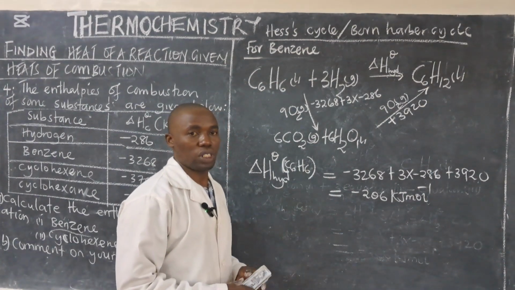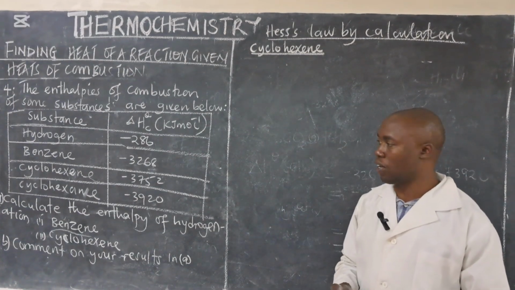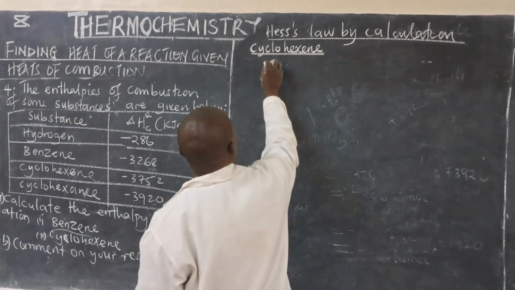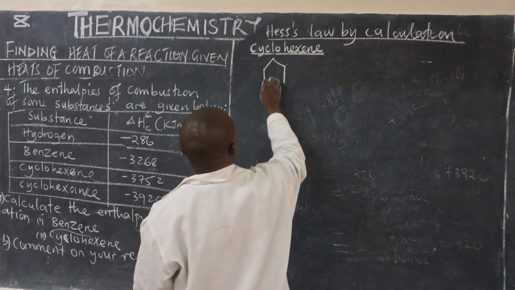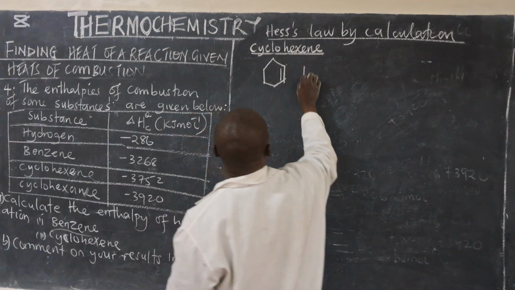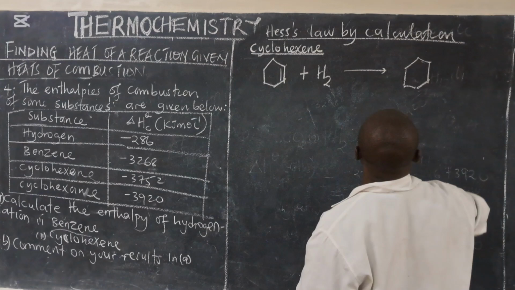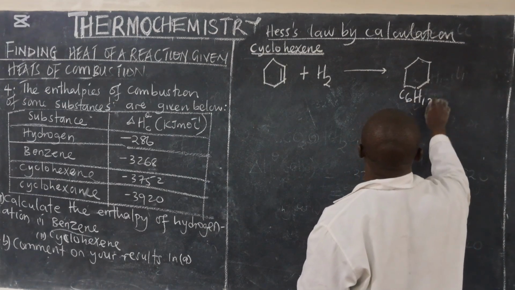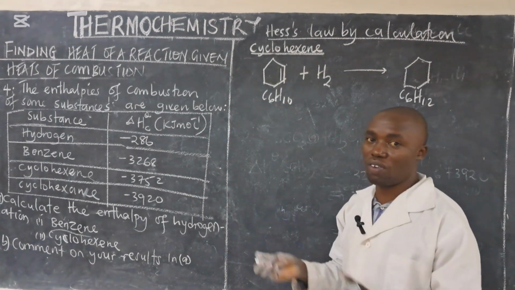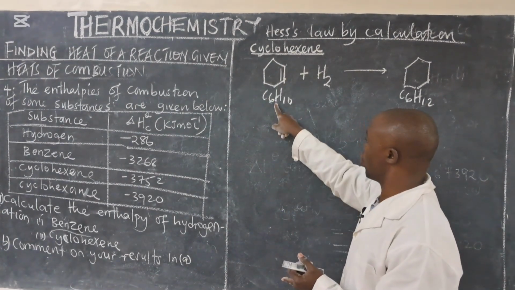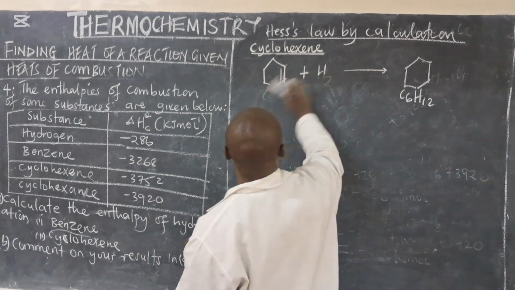Let's look at that one of cyclohexene. So for cyclohexene, let's use Hess's law by calculation. So cyclohexene is this. If we are hydrogenating it, we are actually going to get cyclohexane, which is C6H12. This is C6H10 if you count the carbon atoms and the hydrogen atoms. So I'll need the combustion equation for cyclohexene, hydrogen, and cyclohexane. So let me use molecular formulas to handle that.